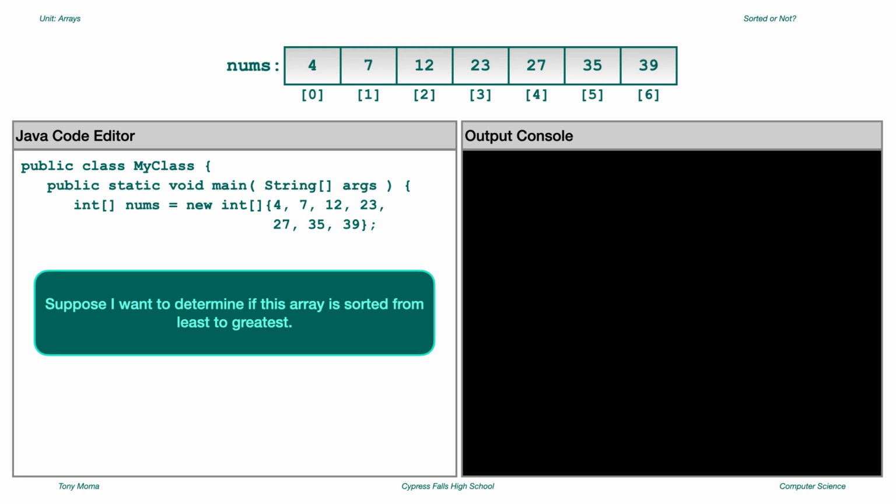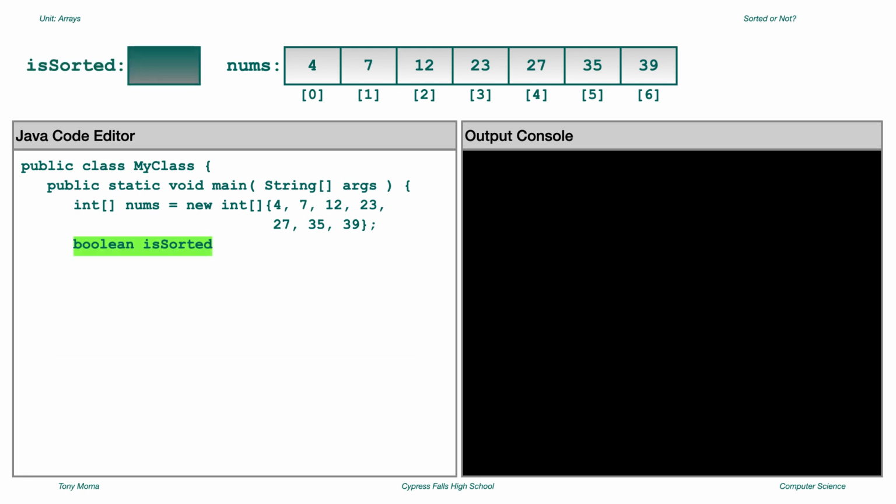The first step will be to declare a Boolean variable named isSorted that's going to store our final result. If the array is indeed sorted, it'll be true at the end of the program. If it is not sorted, it'll be false at the end of the program. For now, we're going to assume true until proven otherwise.